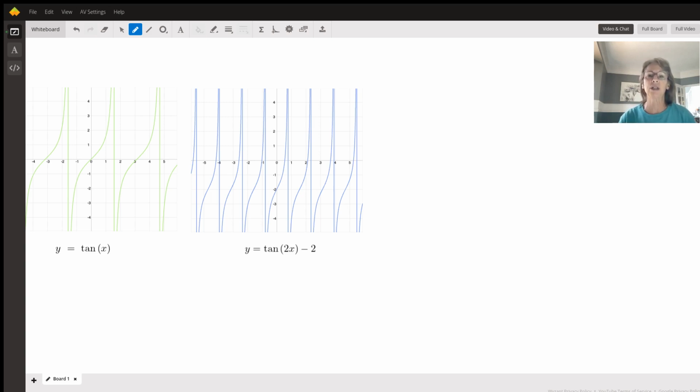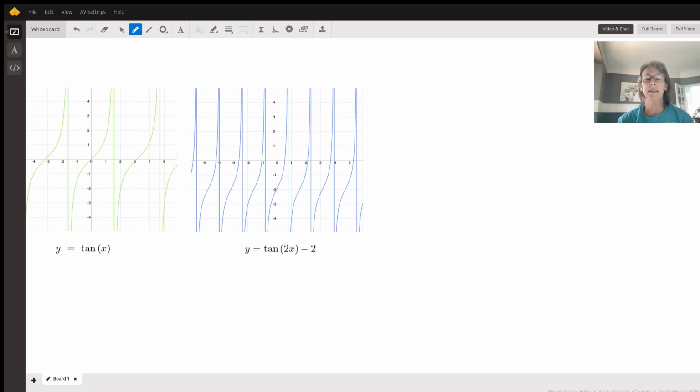So our vertical asymptotes have changed. They would be at negative pi over 4 and pi over 4. And then the next one is a distance of pi over 2, so the period again. So it's important to know where the vertical asymptotes are so that we know what our domain is.